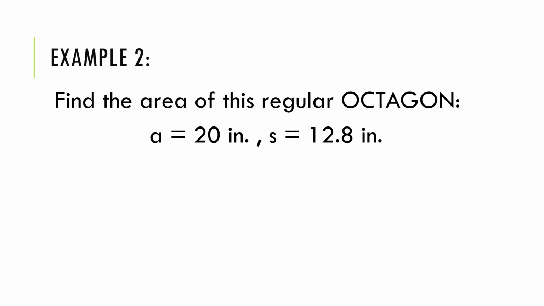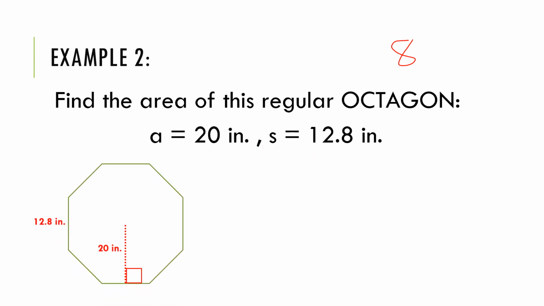Okay, so here's our third example. Find the area of this regular octagon. We know an octagon has 8 sides, just as a little reminder. And if you're wondering how many sides are in a pentagon, hexagon, or octagon, you can just Google it. This one has an apothem of 20 inches and a side length of 12.8 inches. I sketched out a little octagon over here, and since it's regular, I'm not going to bother drawing in all the congruent sides.